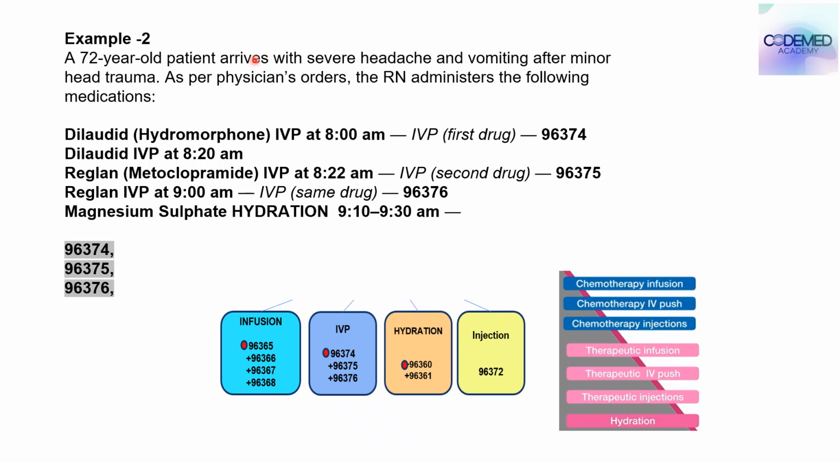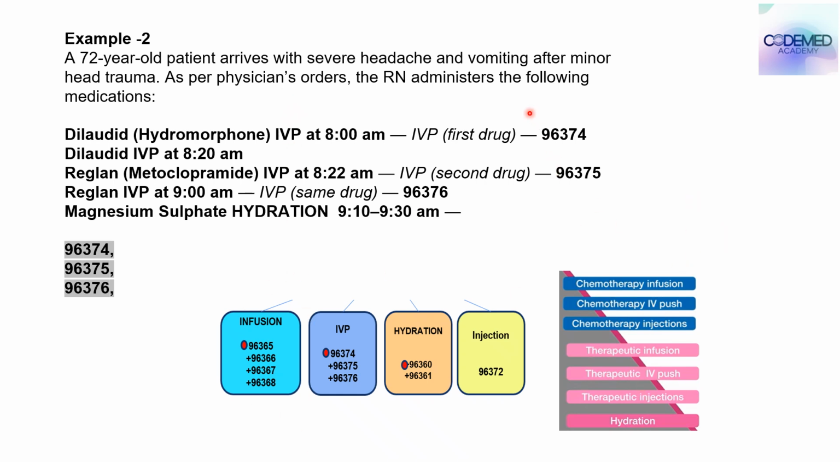A 72-year-old patient arrives with a severe headache and vomiting after minor head trauma. As per physician order, the resident nurse administered the following. She gave Dilaudid, which is hydromorphone, at 8 a.m. It is in the form of IV push. Then a second Dilaudid was given at 8:20. Then she was given Reglan at 8:22, and another Reglan was given at 9 a.m. And the magnesium sulfate infusion was given 9:10 to 9:30. So let us find out what is the answer.